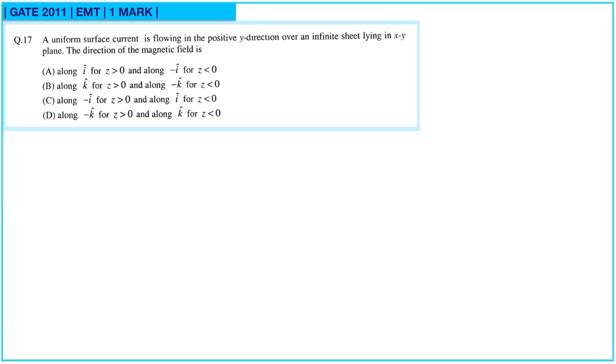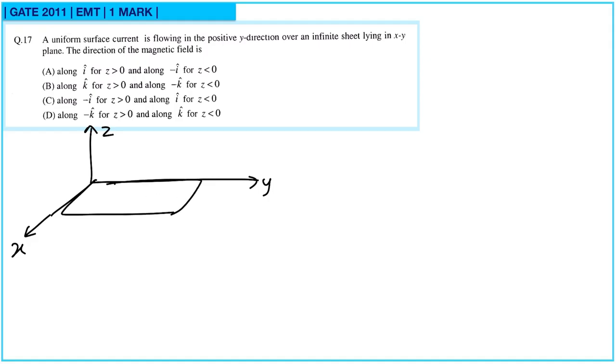Next question. A uniform surface current is flowing in the positive y direction over an infinite sheet lying in the xy plane. So consider an xy plane. This axis is x and this is y and this will be z. And there is this sheet in the xy plane. The direction of the magnetic field is. So here we have to find the direction of the magnetic field. Current is going in the y direction.